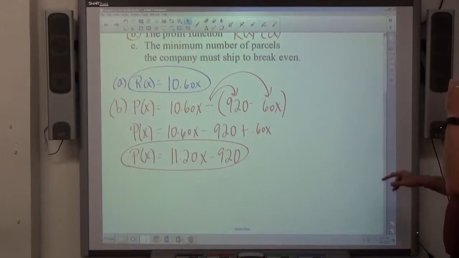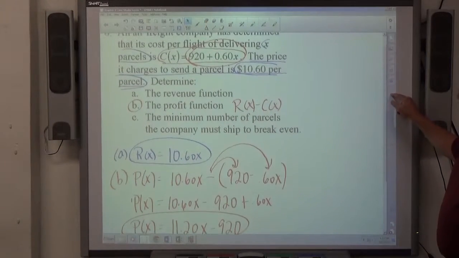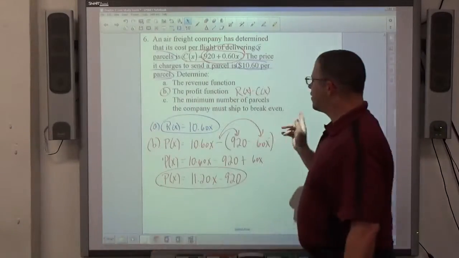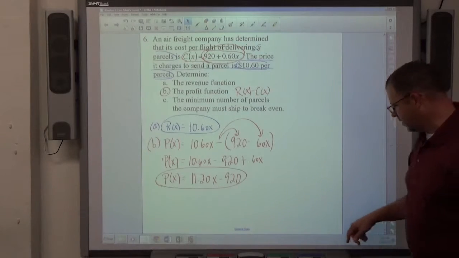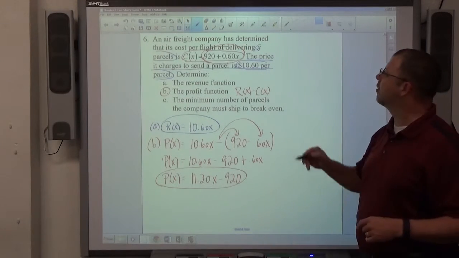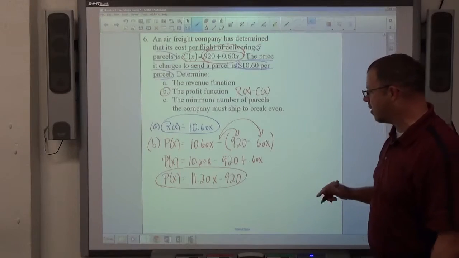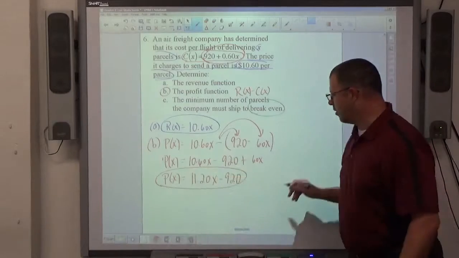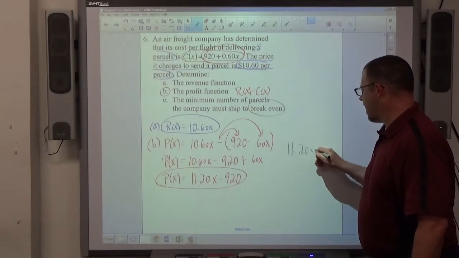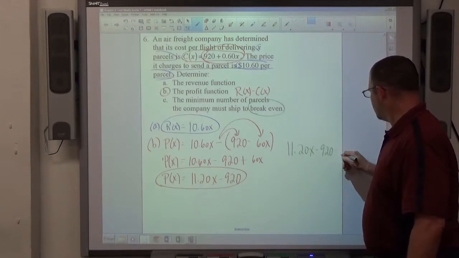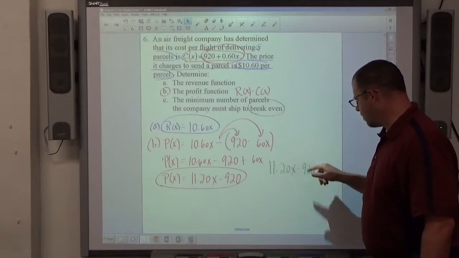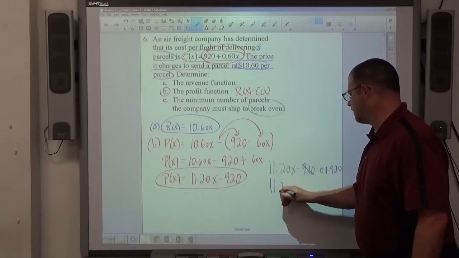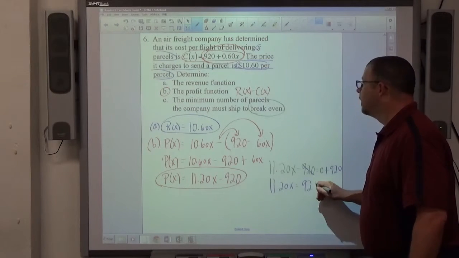Once we've established both the profit and the revenue functions, final question here. It asks us the minimum number of parcels that must be shipped to break even. All right, breaking even means we make no profit. We also lose no money, so we're looking for a profit of 0. So once we get our profit function, the break-even point is always profit equals 0. So $11.20 X minus 920 equals 0. That's how we find break even. Move the 920 over. That gives me $11.20 X equals 920.